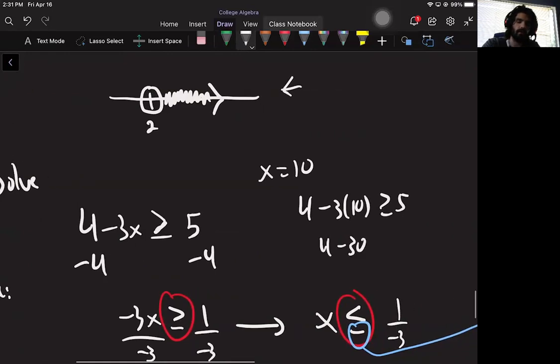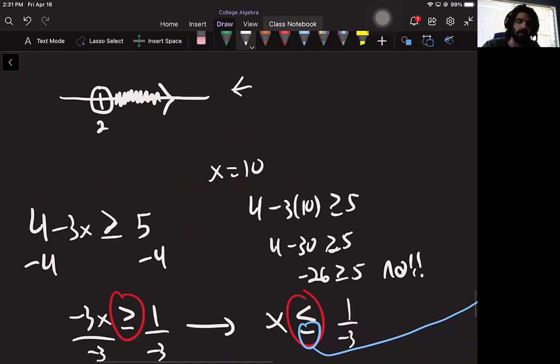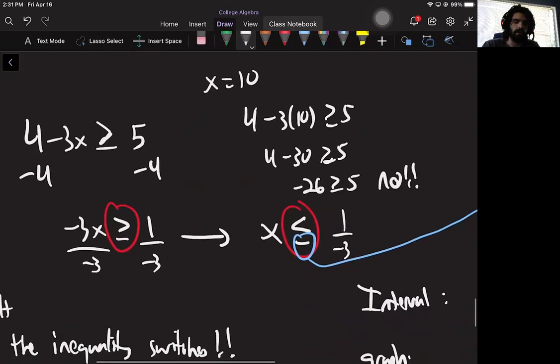4 minus 30 is greater than or equal to 5. So -26 is greater than 5. Is that true? No. There's no way a negative number is bigger than a positive number. So that's what I mean when I say works.